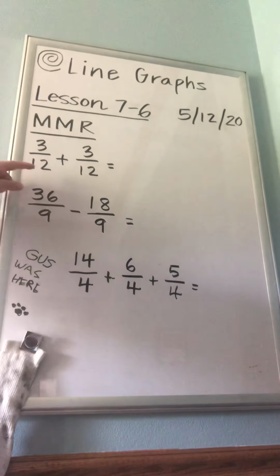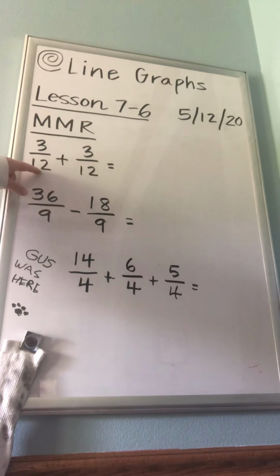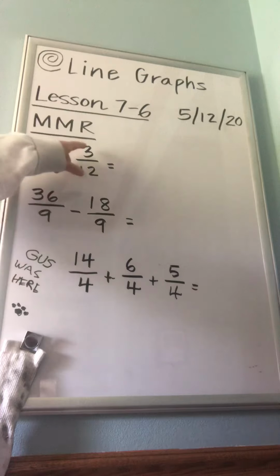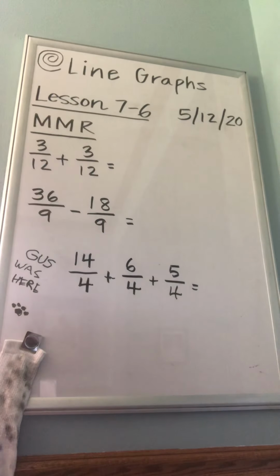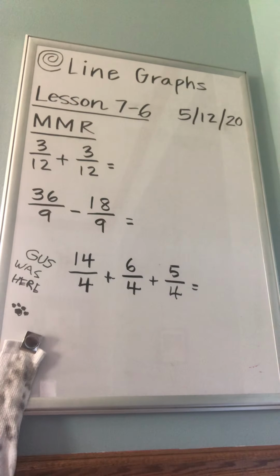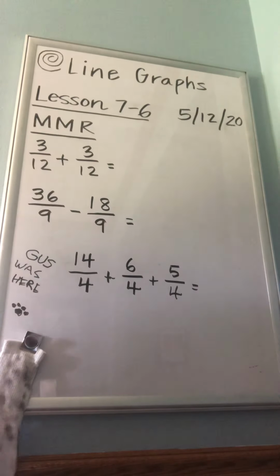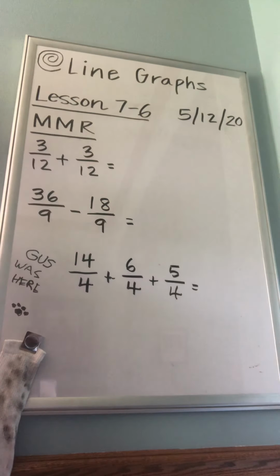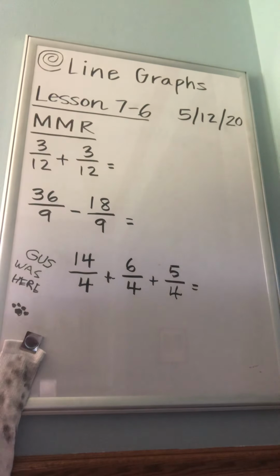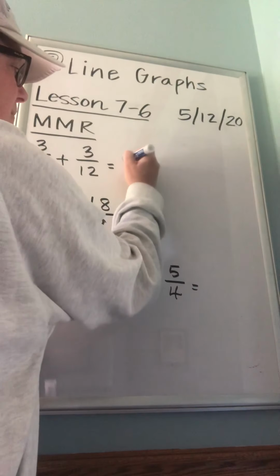The first problem that I want us to solve and review is 3/12 plus 3/12. So you have the same denominator that you need to add the numbers together. So when you do that, you add 3/12 plus 3/12, you get 6/12.